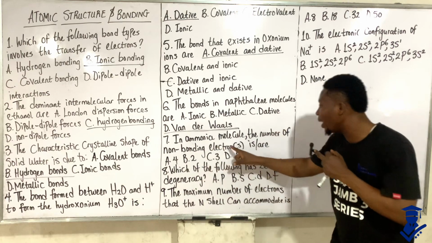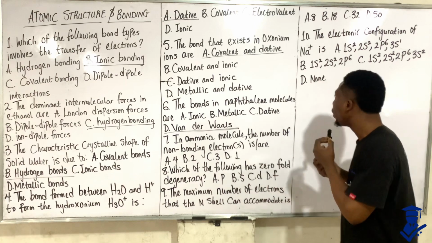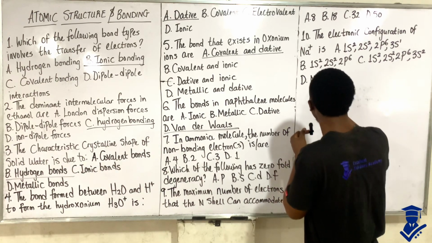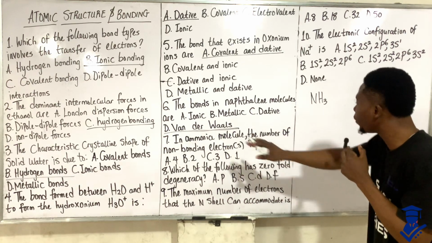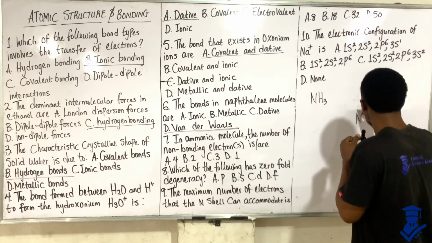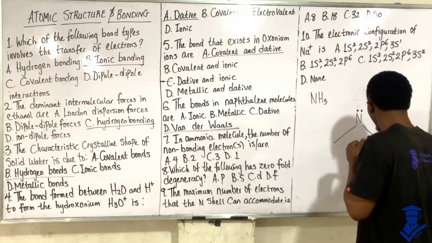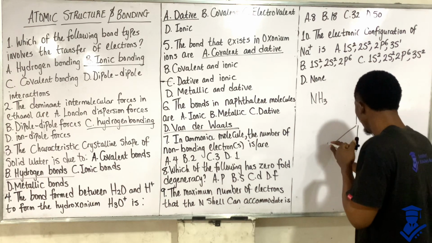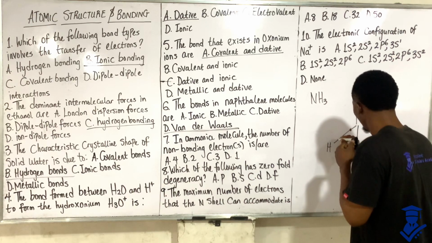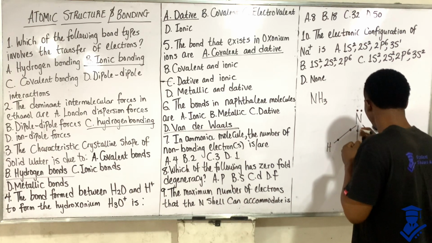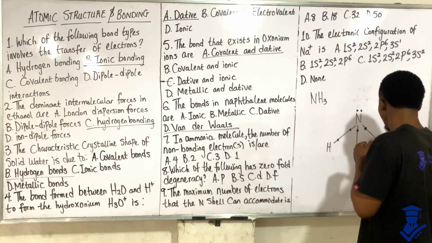In an ammonia molecule, the number of non-bonding electrons is or are? Now of course we know that ammonia is NH3. Now let's draw the molecular structure of ammonia. We have N, and then we have H, H, H, each attached to the nitrogen.